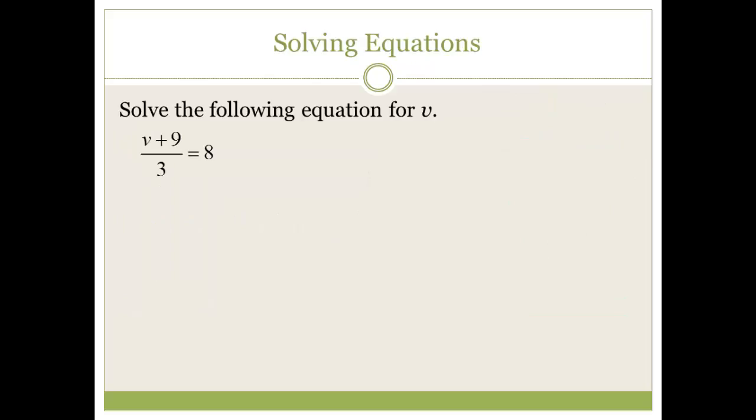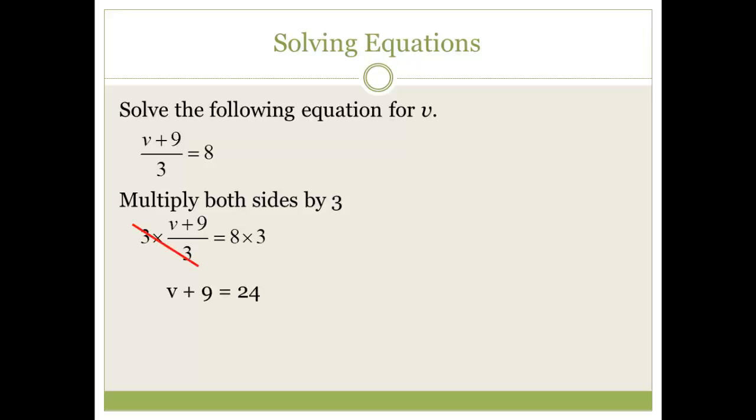Let's solve this equation for v. To do that, we need to follow the 2 steps to solving an equation. By looking at the side of the equation that has the variable v, we can see that we need to get rid of the denominator. To do this, we multiply both sides by 3. The 3's cancel out, and we are left with v plus 9 equals 24. Now, we can subtract 9 from both sides, and we are left with our answer of v equals 15.